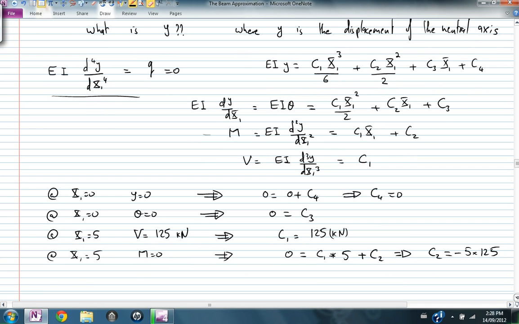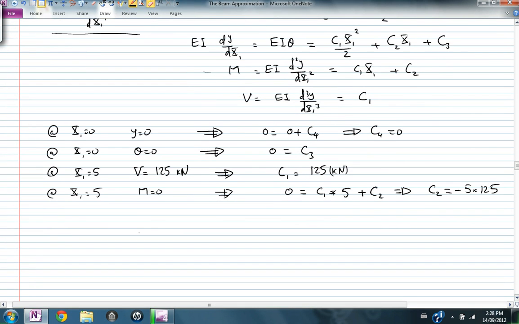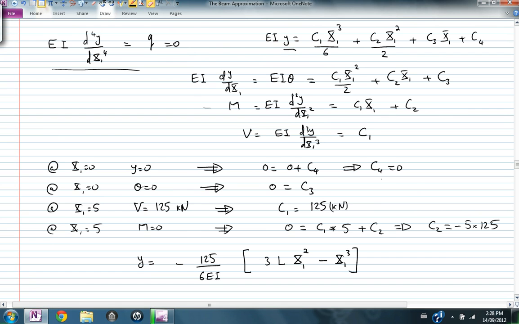When you substitute C1, C2, and C3, you find that your displacement is equal to negative 125 divided by 6EI multiplied by 3L x1 squared minus x1 cubed. How did I find that? All I did was, this is y, C1 is 125, so I put 125 here, and C2 is negative 5 multiplied by 125, C3 is 0, and C4 is 0. So you end up with this equation.